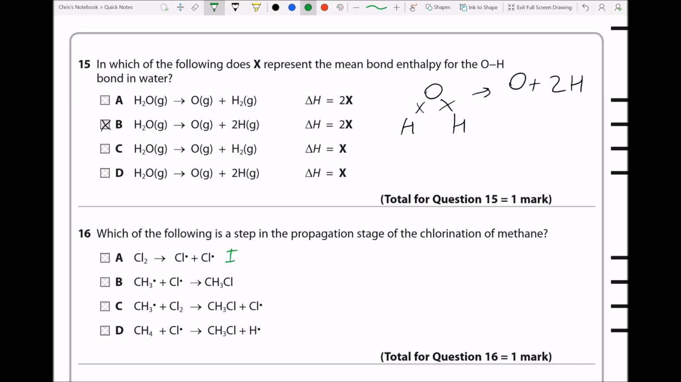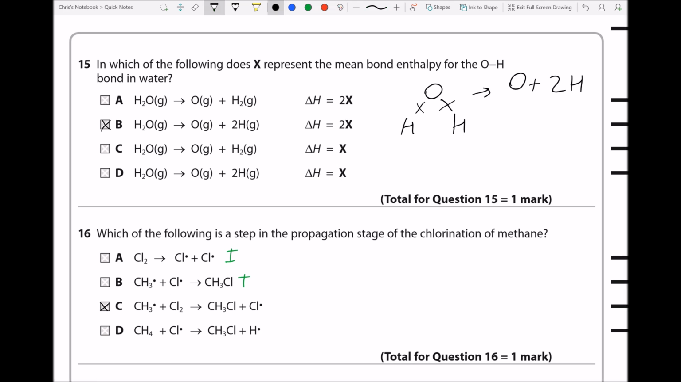B, two radicals colliding together. As you can see there, you've got two radicals forming a non-radical. That's a classic termination step, so that's not propagation, so it can't be that one. Let's look at C. We've got a radical and a non-radical. Good. Okay, that's propagation. And we're forming a haloalkane and a chlorine radical. Now, with this step, chlorination of methane does involve a methyl radical and a chlorine colliding together in one of the propagation steps. So actually, C is correct.